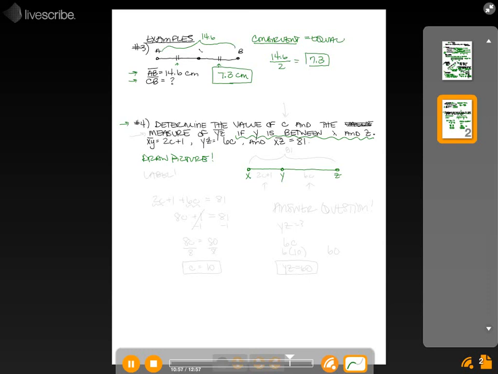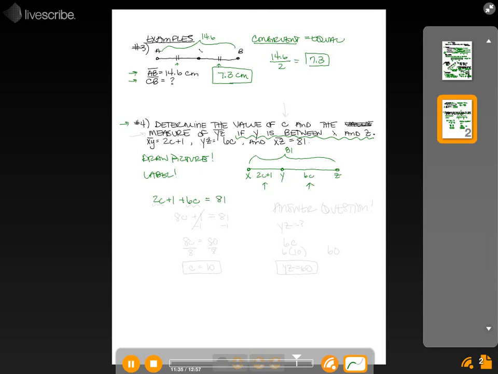Now we need to label our picture. Well, xz is 81. xy is 2c plus 1. And yz is 6c. All right, looks like the problems we've done before. We need to set up an equation. Remember, the two smaller pieces will add to the whole. So 2c plus 1 plus 6c, those are our two small pieces, equals 81, the whole thing.